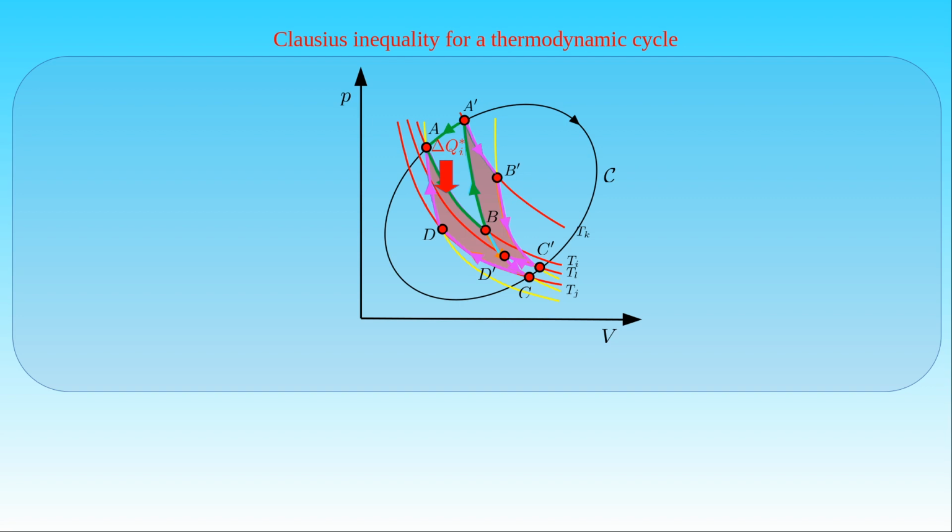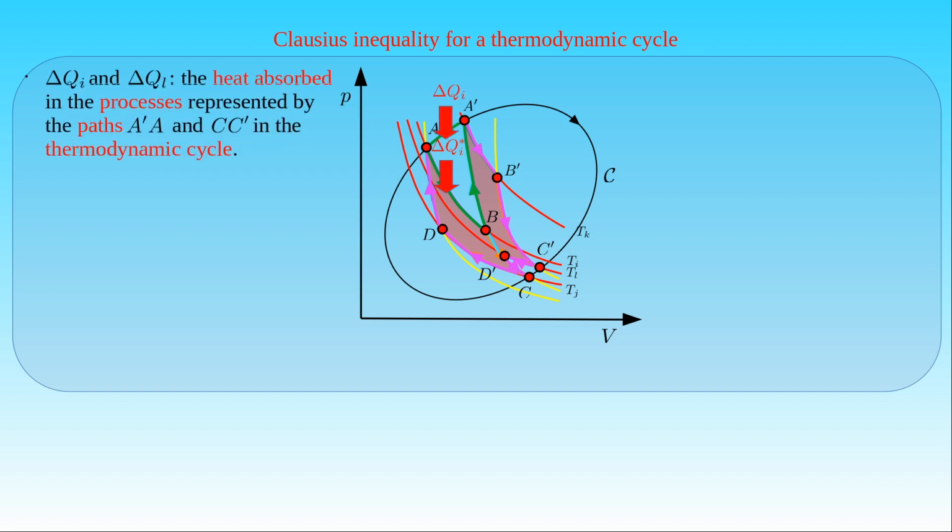However, the amount of heat is generally not equal to the magnitude of the heat delta Qi absorbed in the process represented by the curve C between the states A' and A. Similarly, the magnitude of the heat delta QL absorbed in the process along the curve calligraphic C between the states C and C' is generally different from the magnitude of the heat delta Q star L absorbed in the steps CD' and D'C'. Again, the path connecting the states C and D' is an adiabat where there is no exchange of heat. Now we can consider the closed path connecting the states A', A and B as a mini-thermodynamic cycle.